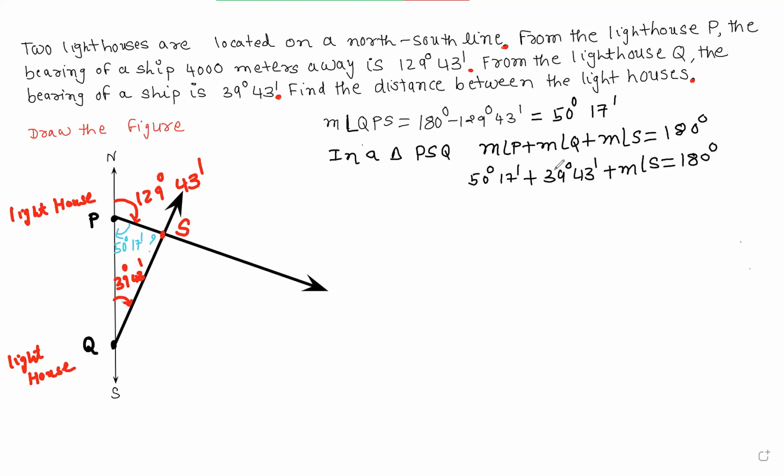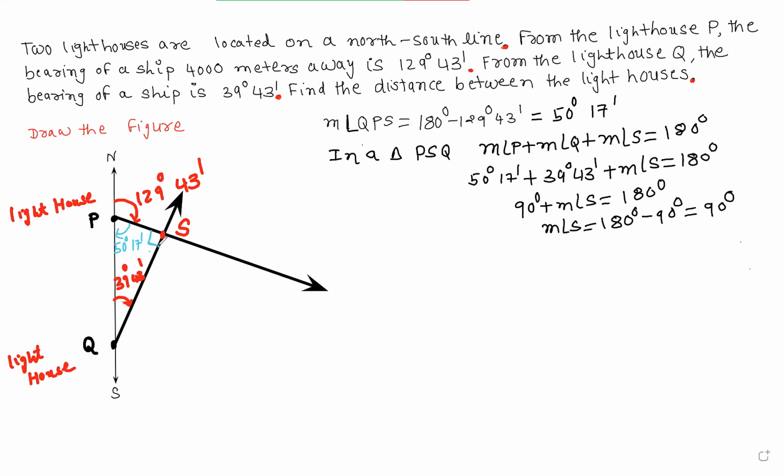We can combine the like terms here. 17 minutes plus 43 minutes, 60 minutes. Then 50 degrees plus 39 degrees, 89 degrees. But we know that 60 minutes equals 1 degree. So we add that up here. So we get 89 degrees plus another 1 degree, we get 90 degrees. Thus 90 degrees plus measure angle S equals 180 degrees. So measure angle S equals 180 degrees minus 90 degrees, which is equal to 90 degrees. Now I would like to label this particular angle as 90 degrees.